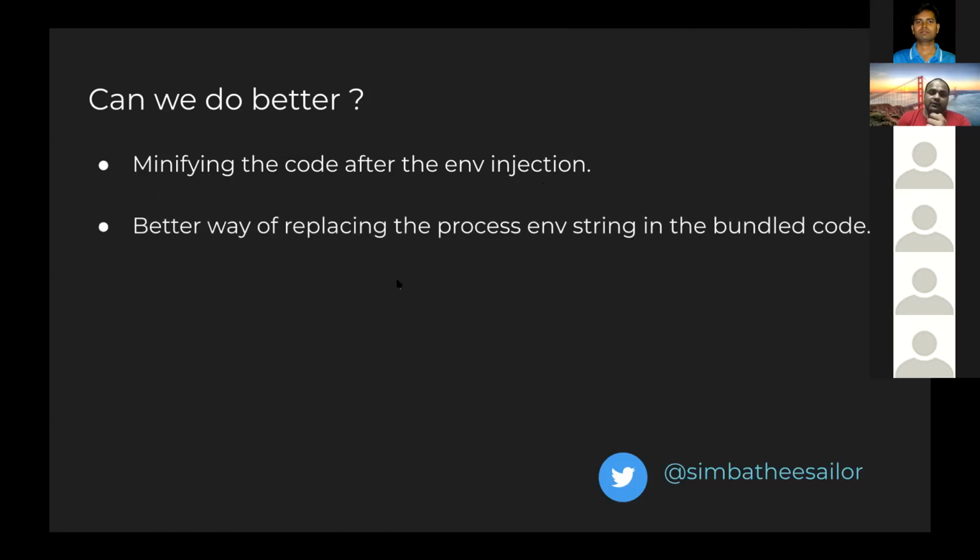And there can be a better way of replacing the process.env string in the bundled code. In the second step, where we are replacing the process.env strings, like the template strings, I'm actually doing string comparison and adding a lot of checks. I have tried it out with the Babel parser, but there were some limitations. I'm pretty sure that it can be done, but there are certain challenges I'm still figuring out. If that is done, then we can be sure that this check will never fail.